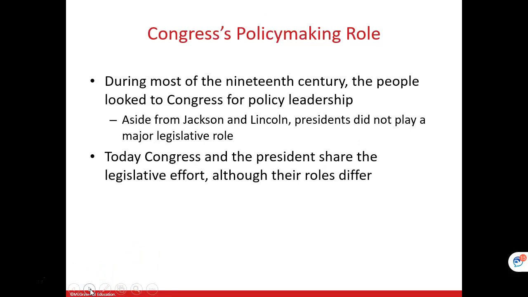So, for the most part, the founders, when they were writing the Constitution, considered Congress to be the sole policy-making body. Definitely, as time has progressed, a lot of that responsibility, or power, I should say, has been shifted over to the president. So now, when presidents announce initiatives, Congress has to work with them.